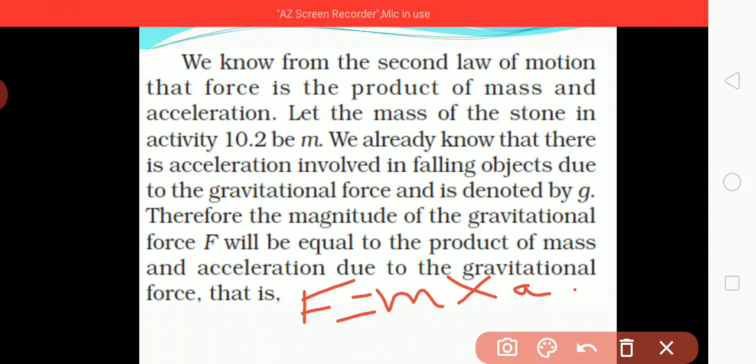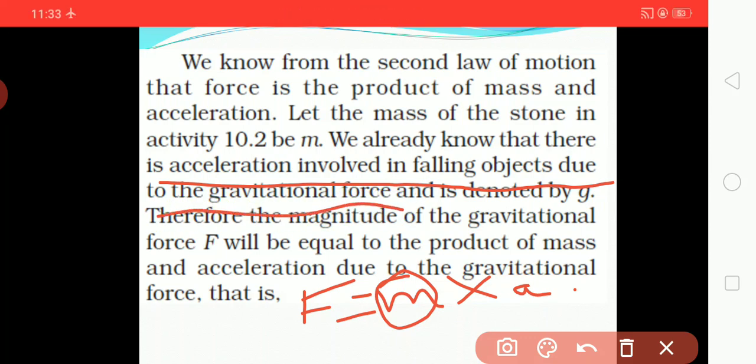Let the mass of the stone in activity 10.2 be m. We are taking the mass of the stone as small m. We already know that there is an acceleration involved in the falling object due to gravity. When an object is falling from a certain height, gravitational force is exerted on it, and acceleration is seen on that falling object because of gravitational force. So the acceleration is indicated as small g in place of a.